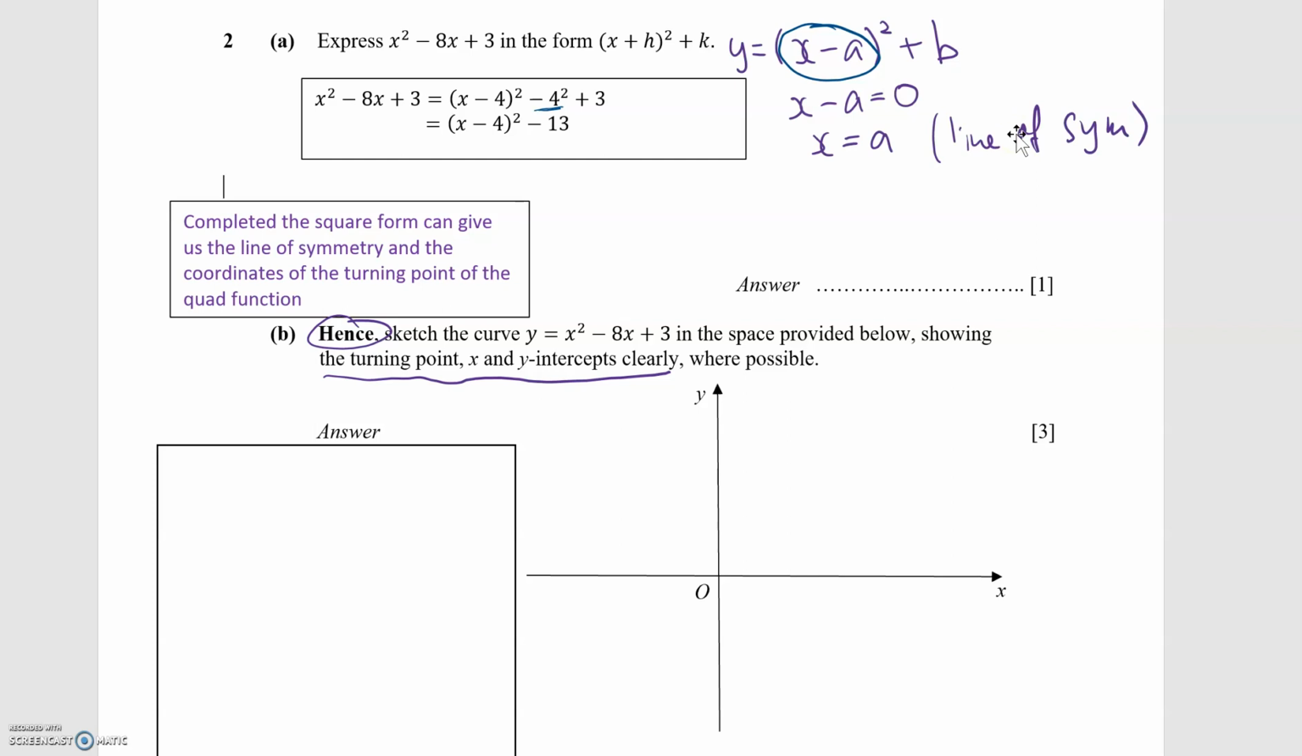And working on this, the turning point lies on this line of symmetry when x equals a. So my turning point will have coordinates a, b. When x equals a, the y value is actually b. Okay, so for this question that we have here, we can easily get our line of symmetry and turning point. So let's go on to part B.